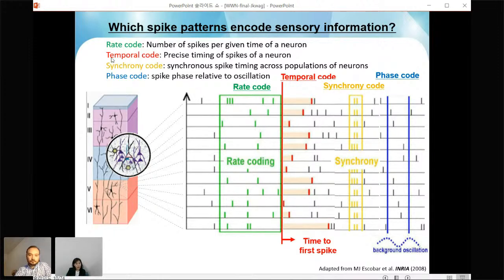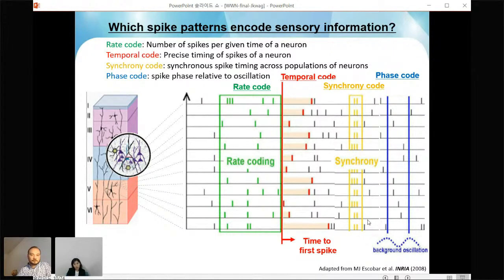Another coding scheme is a temporal code. So each individual spike's timing might be encoding information. In this case, let's say this vertical line is the onset of the whisker stimulation, and then the first spike after the onset of the whisker stimulation might be encoding a specific aspect of the object that the whisker is detecting, for example. Another code is called the synchrony code.